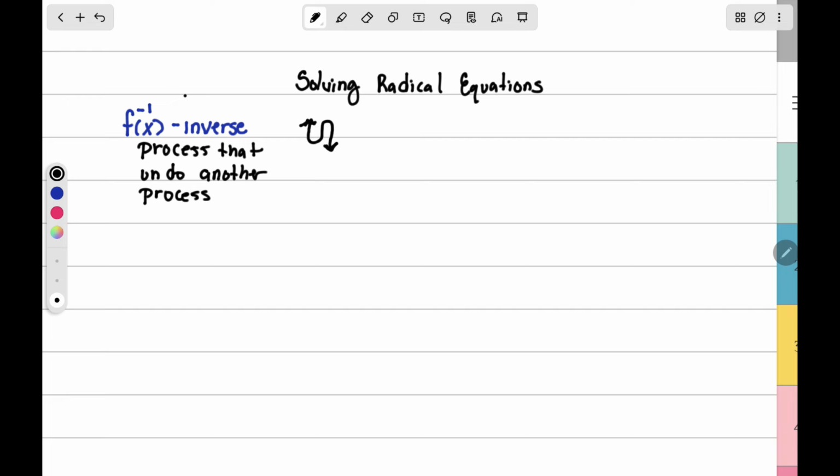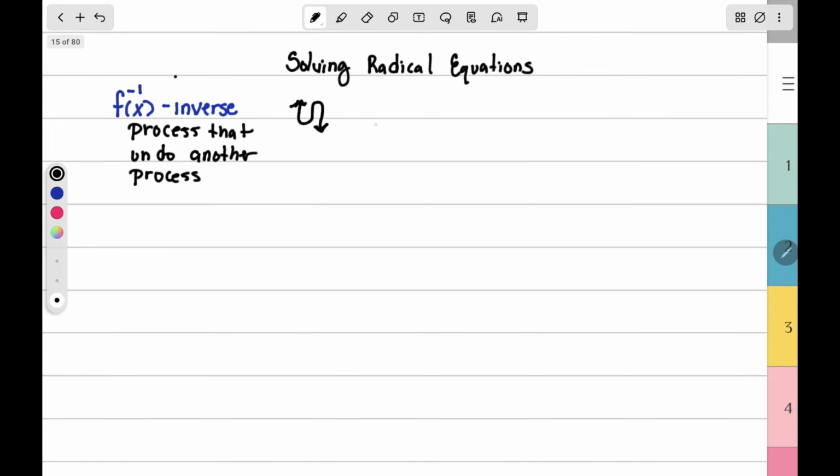So, for instance, the inverse of addition is subtraction, right? The inverse of multiplication is what? Division. So addition undoes subtraction and multiplication undoes division. Okay, so we'll use this symbol.